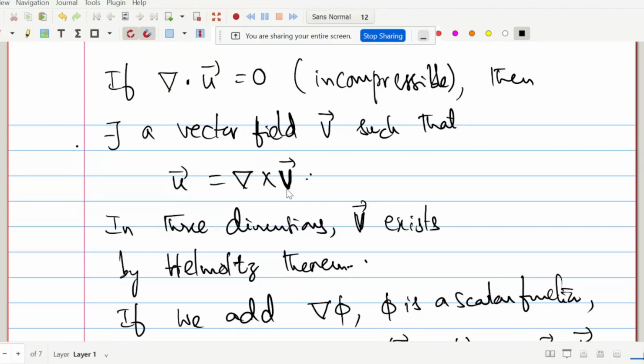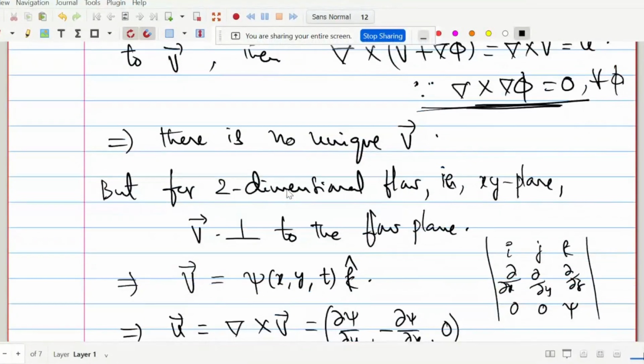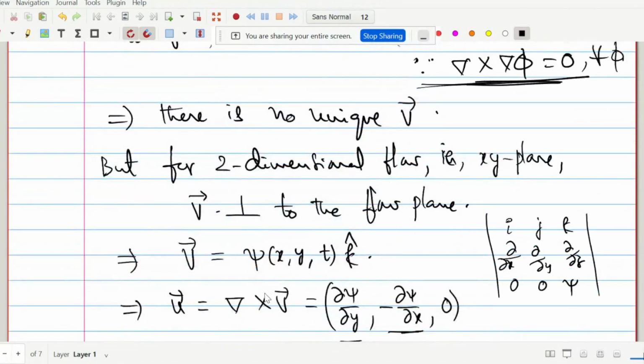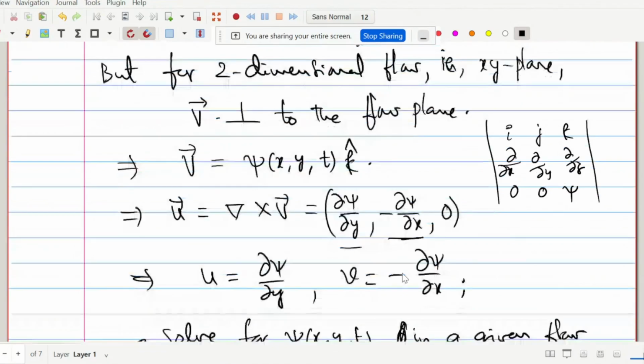You may not see it physically, right? The del cross V, where V is some vector field, if you take that along the z-axis. The best way to see it: if I choose this V with only a z component, as a function of xy, that you call the stream function, then you see that del cross V is nothing but, in 2-dimensional flow, dou psi by dou y. So that's what we are putting as U, V. This is the only way you understand.